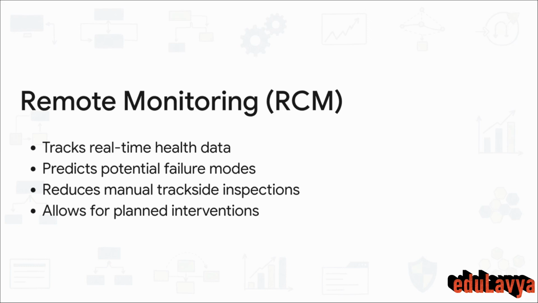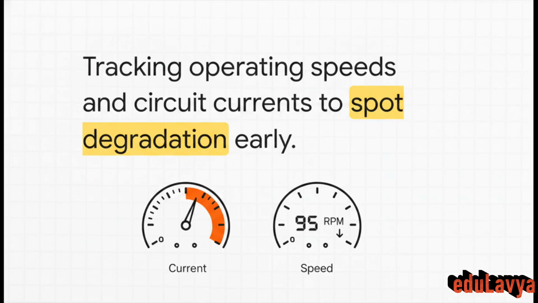So, instead of sending a human physically out to the track, the system predicts failure modes and lets you plan interventions right from a desk. To put that into perspective, imagine remotely monitoring the electrical current of a track circuit, or the operating speed of a points machine. If a machine suddenly starts drawing just a little bit more current to move, or it operates just a fraction of a second slower than normal, engineers get an early warning sign. It's a clear red flag that the component is starting to degrade and is going to need attention really soon.